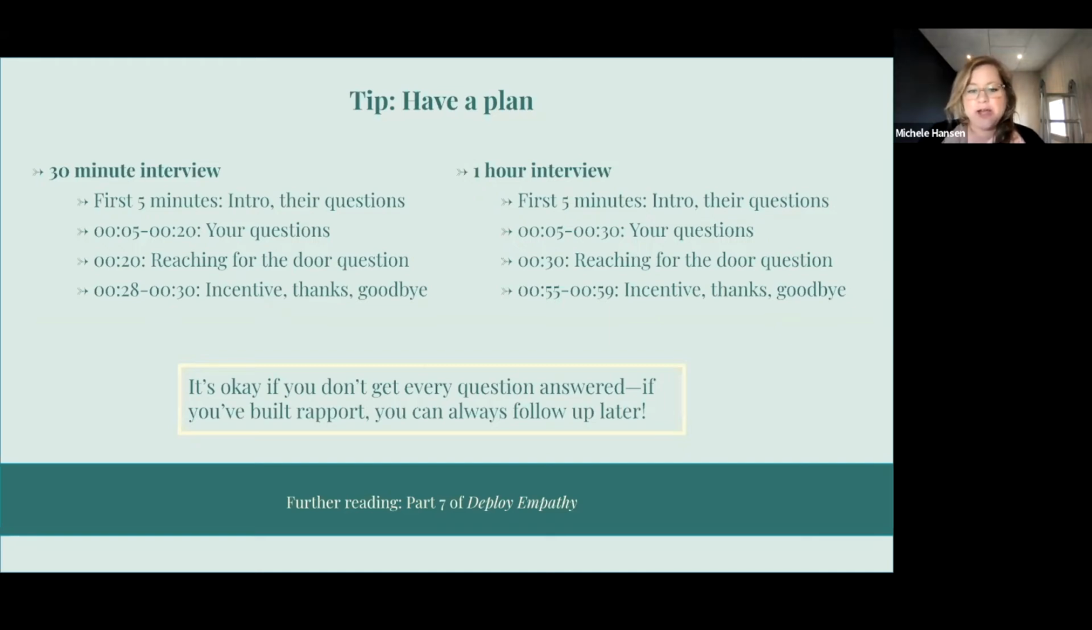For a 1-hour interview, I plan that my questions are done by about the 30-minute mark. And then I ask that reaching for the door question. But also, remember, if you've built rapport with someone, that they know that you care about what they're saying, what they're going through, and that you're listening to them, you can always reach out to them later, right? You might say this in your goodbye of, is it okay if I reach out to you in the future if I have any follow-up questions? And if you have treated them well, chances are they will say yes. So don't worry if you don't get every single one of your questions answered. That's okay.